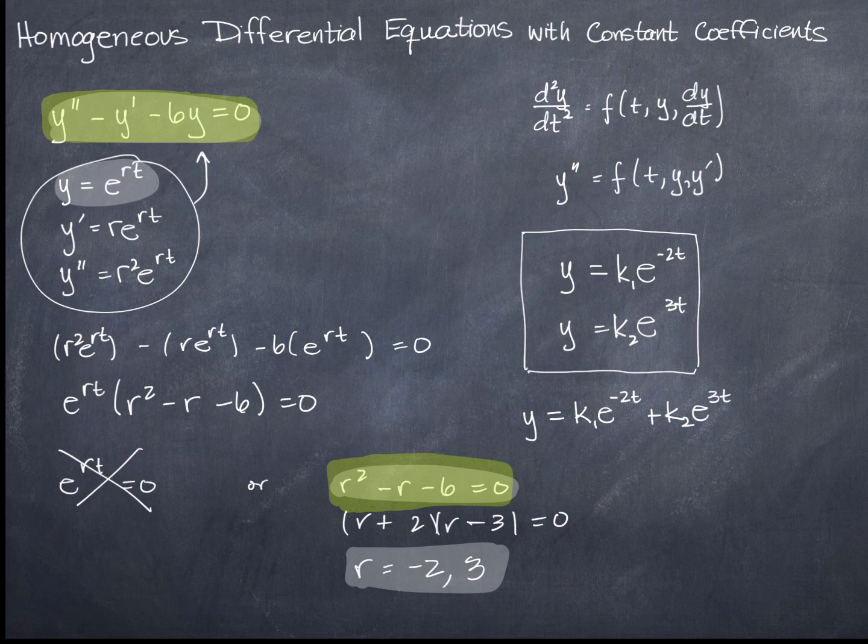Remember we said that k1 and k2 were any real number. So k1 could be 0, which means that a general solution is k2 e to the 3t. K2 could be 0, which means that a general solution is k1 e to the negative 2t. And of course, if k1 and k2 are anything other than 0, then you have the whole nine yards. You have the potential for the sum of the two scaled solutions to be a solution as well.